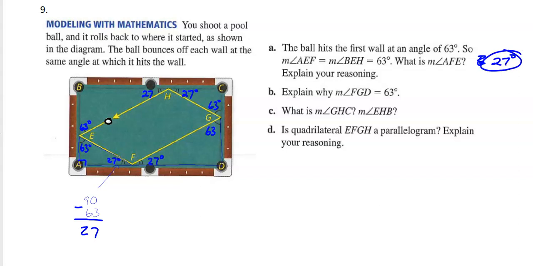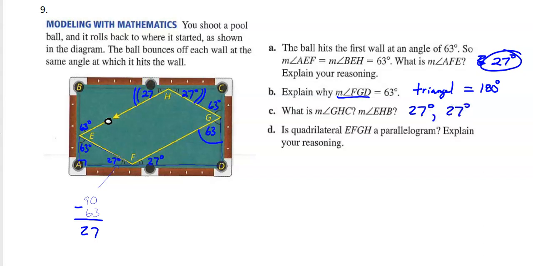Why is FGD 63? FGD, where is that angle? Well, that's right here. So why is that 63? Well, because the triangle has to equal 180. What is the measure of GHC? I've already got that on lockdown. G to H to C would be this angle. So that's 27. EHB, also 27.